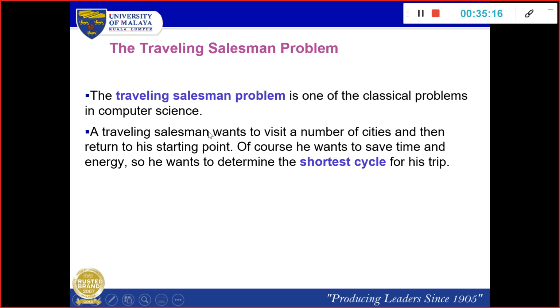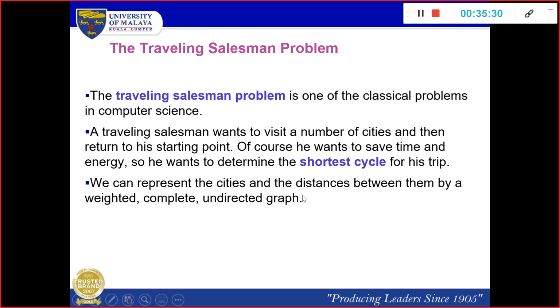A traveling salesman wants to visit a number of cities and then return to his starting point. Of course, he wants to save time and energy, so he wants to determine the shortest cycle for his trip. We can represent the cities and distances between them by a weighted complete undirected graph. Okay? This is how it is represented.